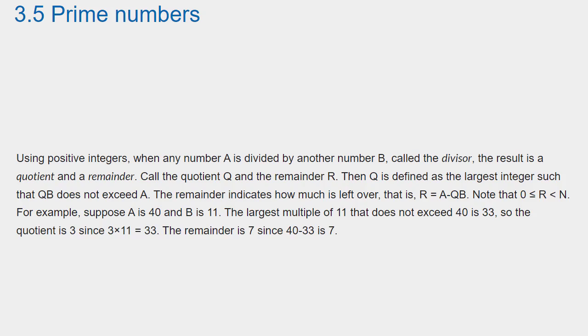For example, suppose a is 40 and b is 11. The largest multiple of 11 that does not exceed 40 is 33. So the quotient is 3 since 3 times 11 equals 33. The remainder is 7 since 40 minus 33 is 7.